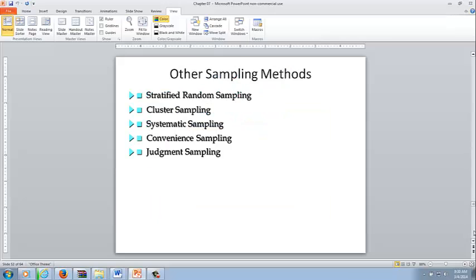The last section of the chapter describes several sampling methods. Please just skim through it because this may be important in your job or in your other courses, but we will not emphasize it in this course.